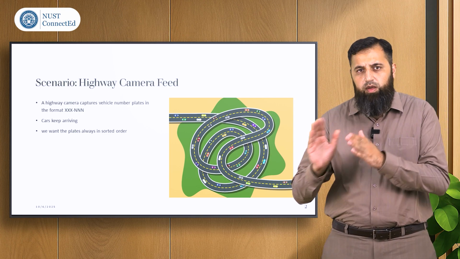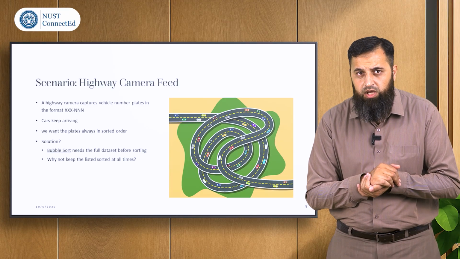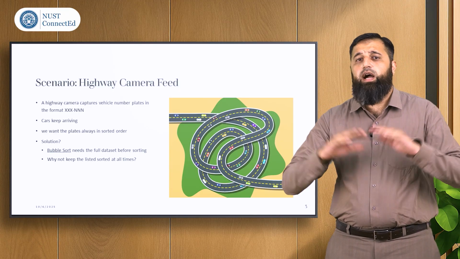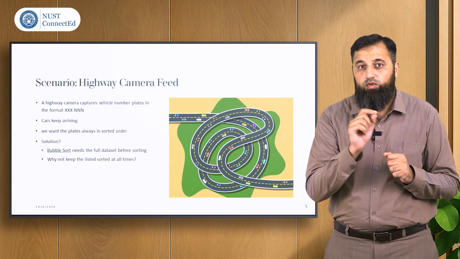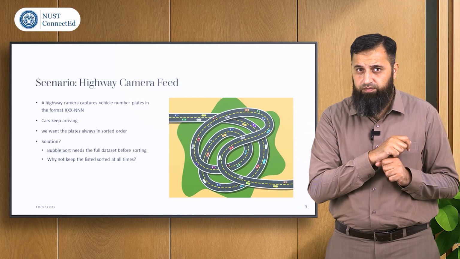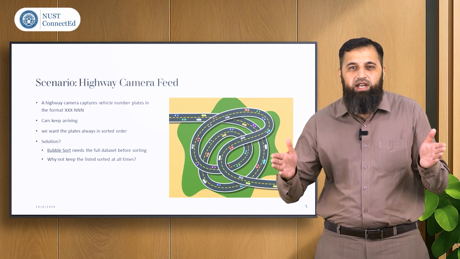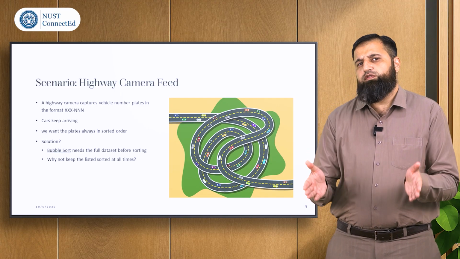Now, cars keep arriving and we want the plates to always remain in sorted order. Now, if we use bubble sort, we'd have to wait until we have the entire dataset before sorting. But in a live feed, we do not have that luxury. Wouldn't it be better if we could, let's say, keep the list sorted at all times as new data arrives? Here's how we can achieve that.